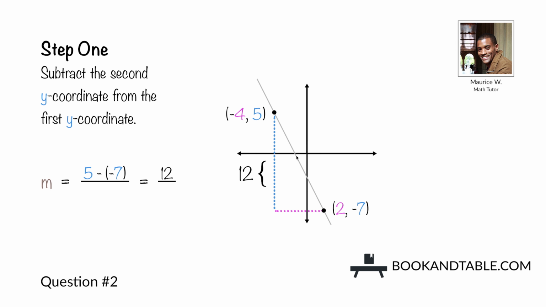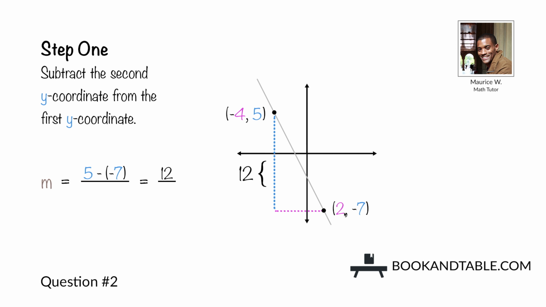The point furthest to the left on the x-axis is -4, 5, so I'll use this as our first point. The point further along the x-axis to the right is 2, -7, so I'll use this as our second point. Step 1, subtract the second y-coordinate from the first y-coordinate. So 5 minus -7 is our delta y, our numerator. 5 minus -7 becomes 5 plus 7, which is +12.